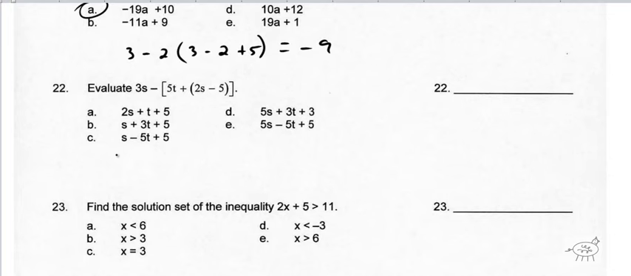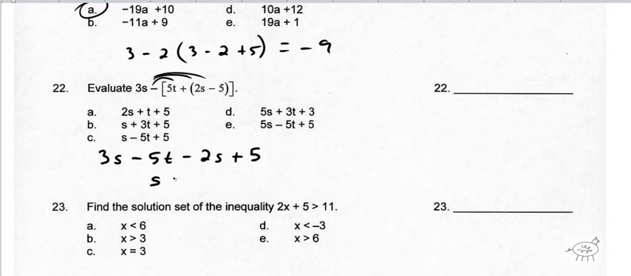Okay, 22. Basically what I would do is just simplify with the parentheses. So I've got 3s, and you have to be careful with this problem. It's a lot of s's and 5s. They look a lot alike. So 3s minus 5t. I'm distributing that negative with everything, minus 2s plus 5. So 3s minus 2s is 1s minus 5t plus 5, which is C.